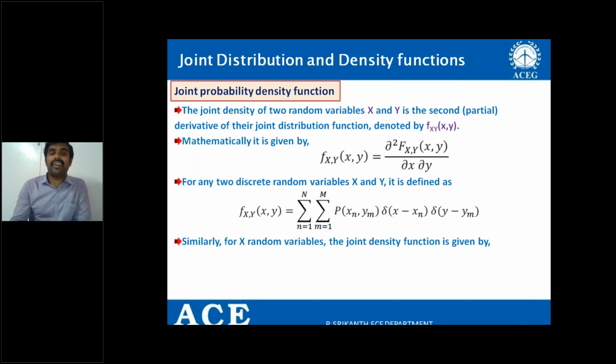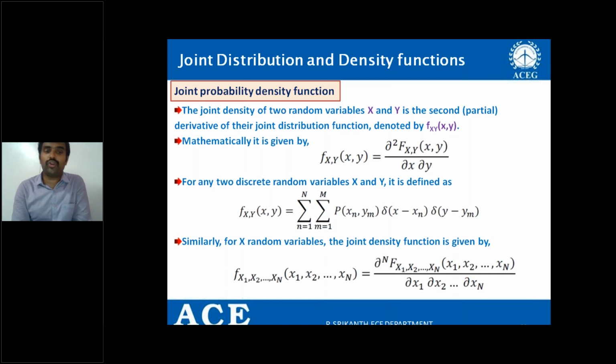Similarly, you can consider N random variables, that is, more random variables, and the joint density function can be taken as f x1 to xn. If I have N random variables, ultimately we need to take the joint distribution function of N random variables, which is already derived, capital F x1 to xn of x1 comma x2 and so on up to xn, right? After taking the joint distribution function of N random variables, we need to take the partial differentiation N times, right?